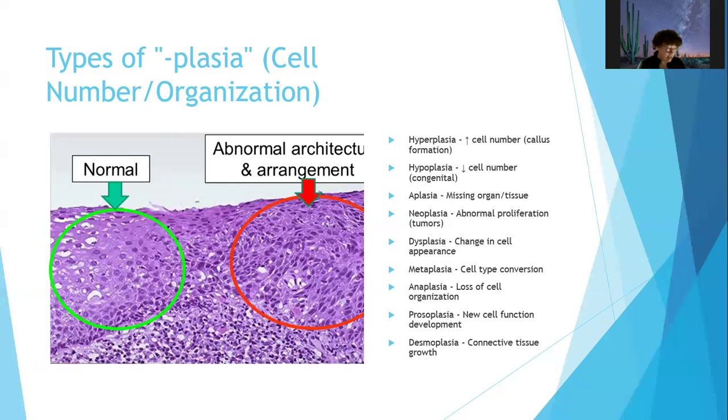Dysplasia is a change in the cell appearance. Something goes weird with the cells. Metaplasia is when one cell type converts to a different cell type, and we'll talk about examples. Anaplasia is loss of cell organization. A lot of times, anaplastic cells are immature cells with undeveloped nuclei and not as many organelles. In a neoplasm or a tumor, you might have dysplastic cells or anaplastic cells that show up weird when you look at them under the microscope. Abnormal architecture and arrangement.